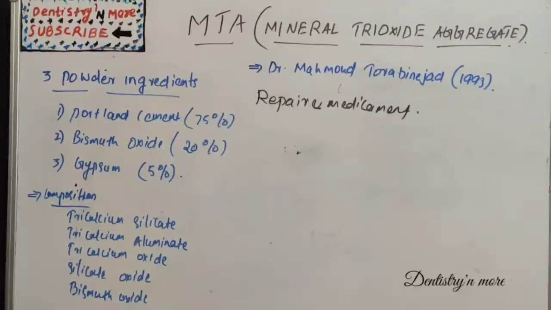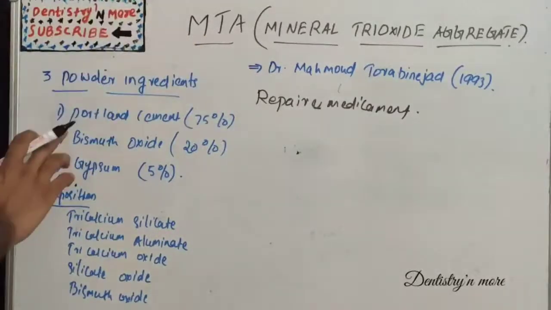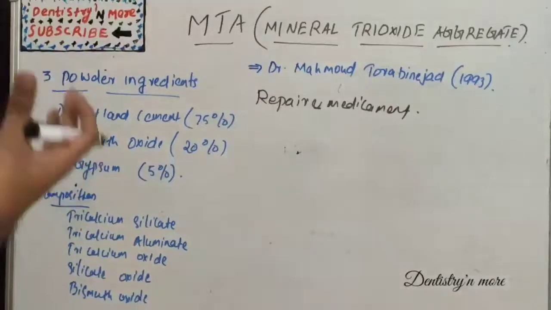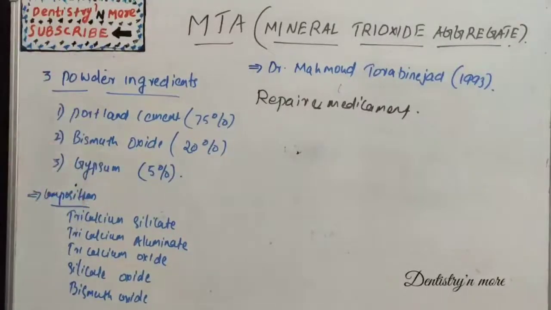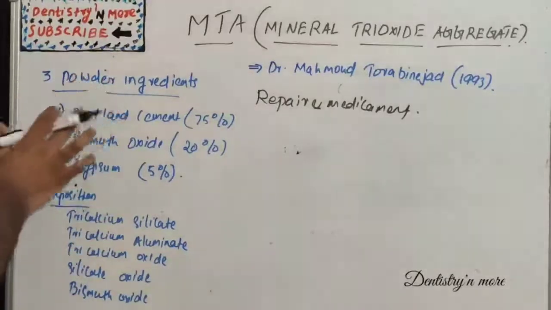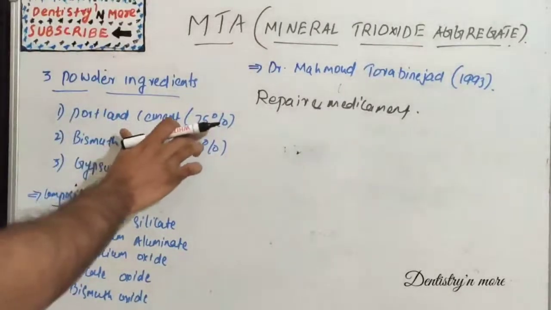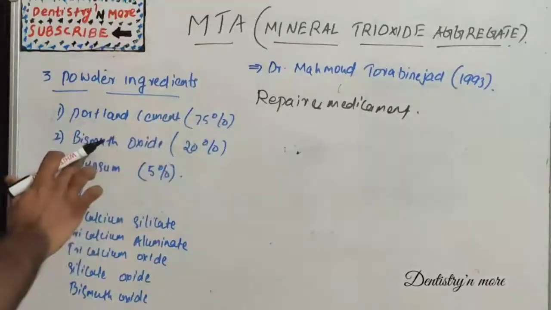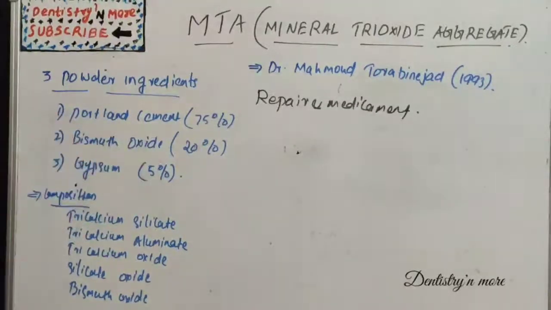We have basically three powder ingredients in MTA. First one is Portland cement, which is a very commonly used root apex filling material, and it constitutes around 75%. Then bismuth oxide to improve the radio-opacity, and gypsum 5%. The chemical composition consists of tricalcium silicate, tricalcium aluminate, tricalcium oxide, silicate oxide and bismuth oxide.